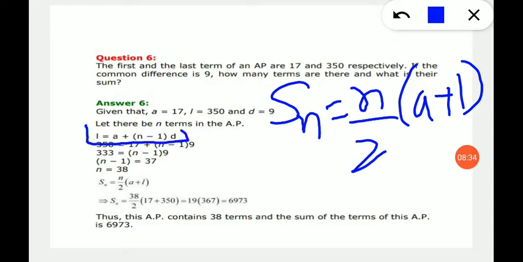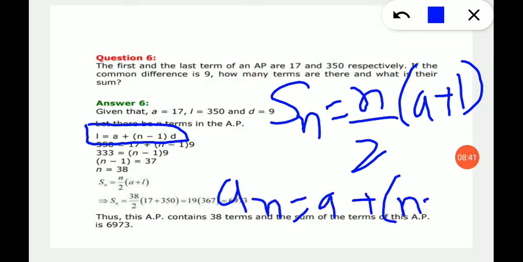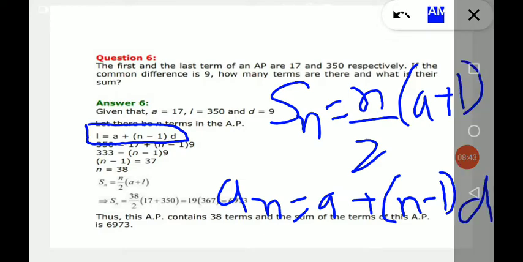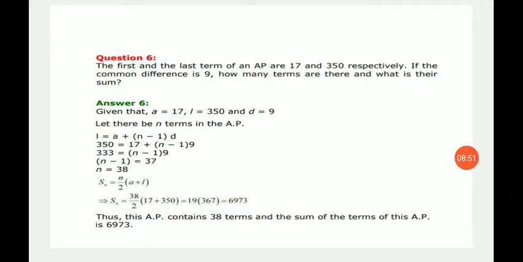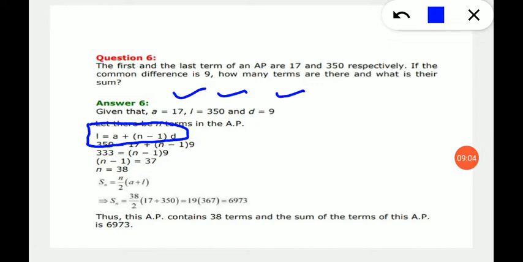And L is equal to An. An is equal to a plus n minus 1 d. So these two formulas we will use. After substituting the values in the formula An is equal to a plus n minus 1 d, we know our An is equal to 350, a is equal to 17 and d is equal to 9.